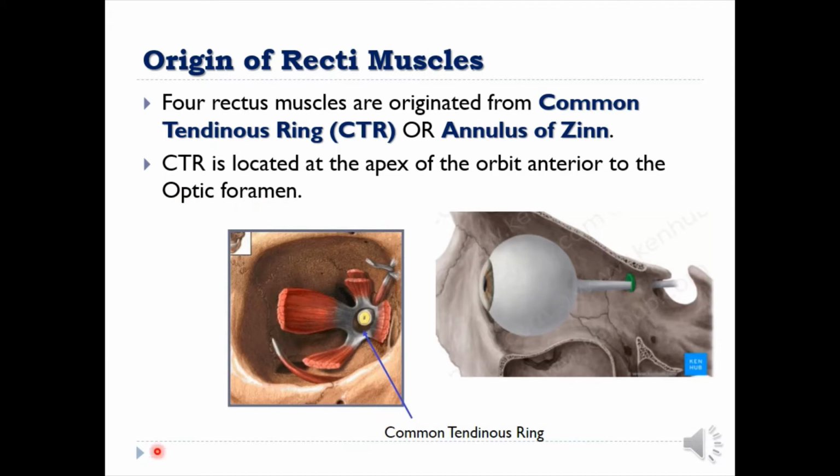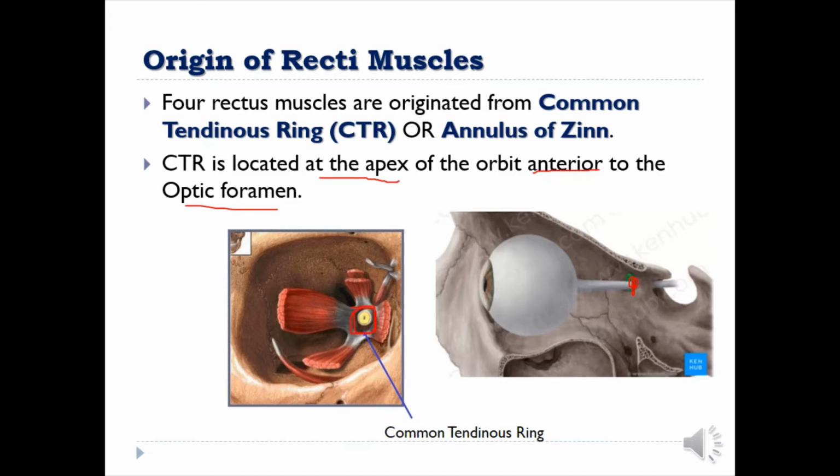So what is the meaning of apex of the orbit? It is located at the apex of the orbit. Apex of the orbit is this one. This is the apex of the orbit, right? This portion, and anterior to the optic foramen. So just in front of the optic foramen, that is the position where you can see, in the green color, this is the common tendinous ring, and you can already see four muscles starting from there, right?